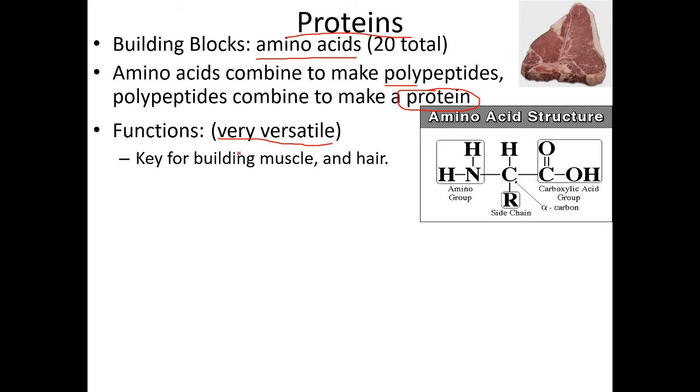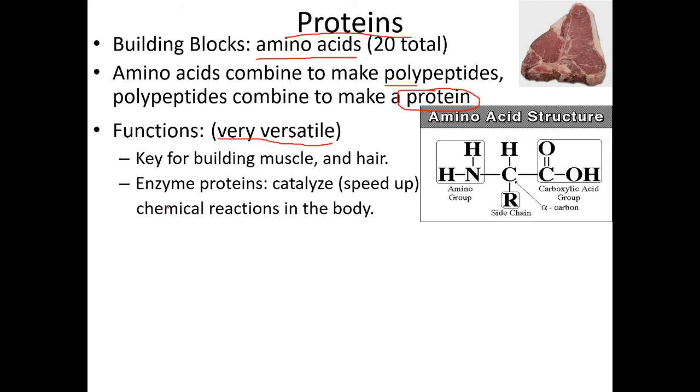They're important for building muscle and hair. Your hair is made of protein. We have enzymes, proteins that help speed up reactions. If you didn't have enzymes, you would die. They're actually really, really important. We looked at those in our simulation.